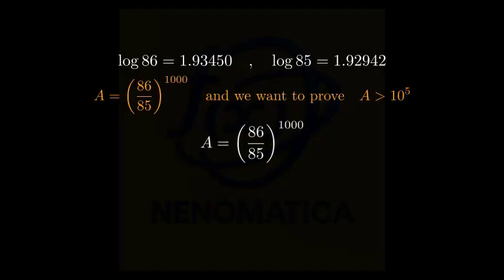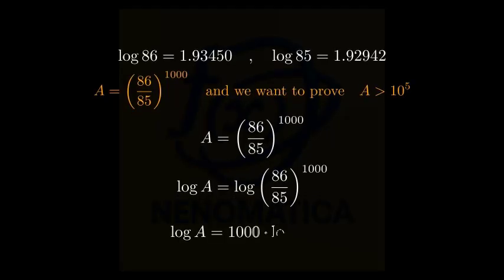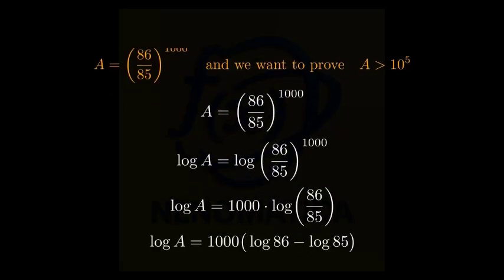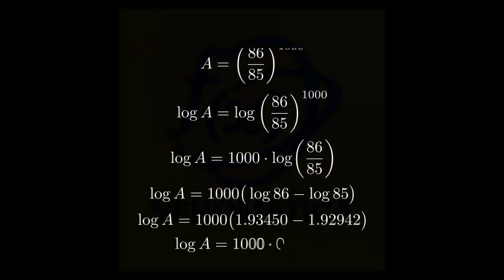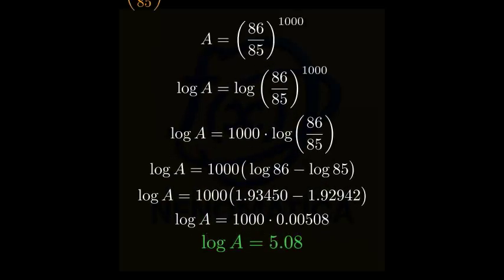Start from the definition of a. Take the logarithm of both sides. Use the power rule. Log of x to the n equals n times log x. Use the quotient rule. Log of a over b equals log a minus log b. Substitute the given numerical values. Compute the difference inside the parentheses. Multiply by 1000 to get the final value of log a.